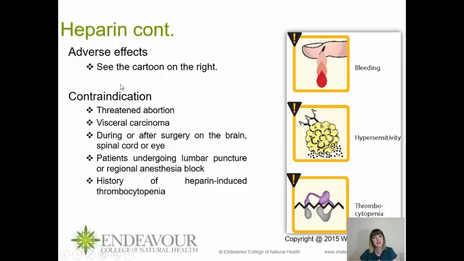This is contraindicated in any threatened abortion where there is risk of miscarriage already occurring. Any visceral carcinomas could be worsened during or after surgery, particularly in areas like the brain, spinal cord or eye, where bleeding is of particular risk. And similarly, if you're going to look into introducing into the central nervous system some puncturing influence, like for a lumbar puncture or a regional anaesthetic block. And if you've had this heparin-induced thrombocytopenia before, you generally shouldn't take it again in the future.